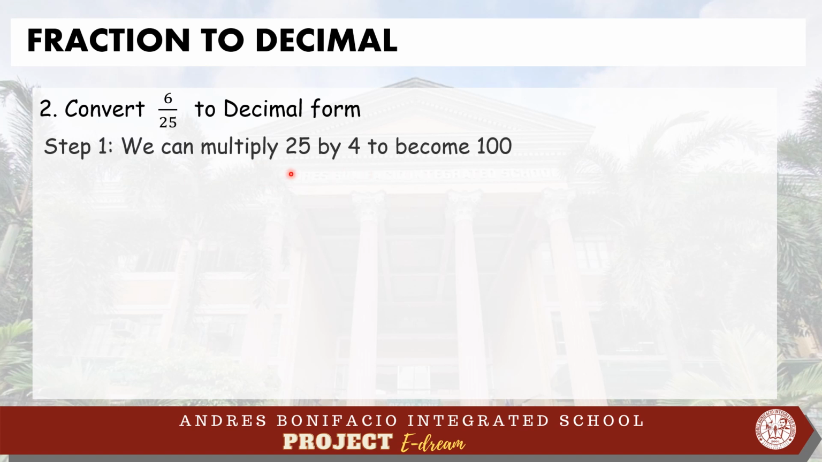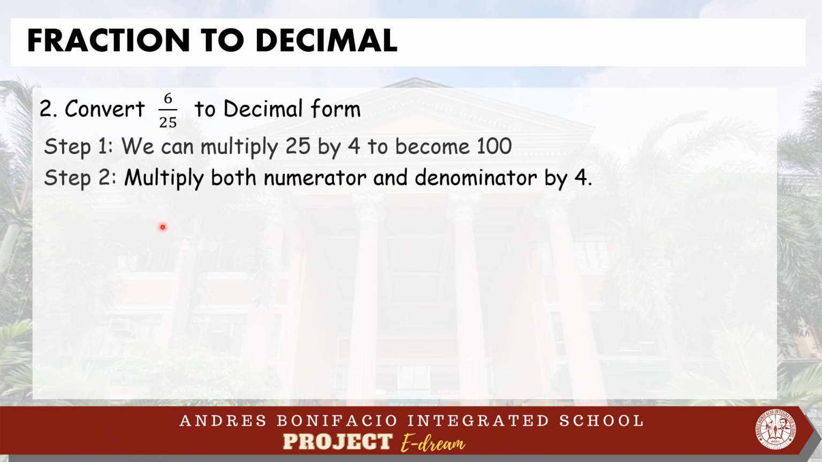So, we are going to multiply 25 by 4 to become 100. Okay, step 2. Multiply both the numerator and denominator by 4. So, saan po natin galing yung 4 natin? So, yung 4 po, ito po yung number kanina na imumultiply natin sa denominator para yung magiging equivalent fraction natin is a power of 10. So, let's have our 6/25. So, multiply the numerator by 4.